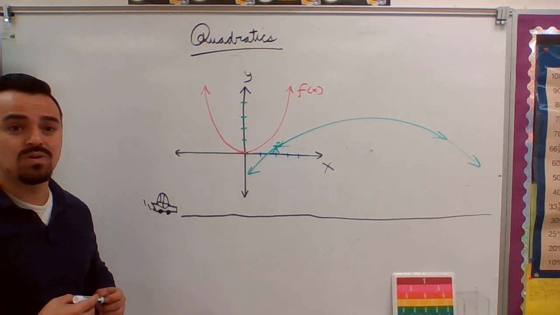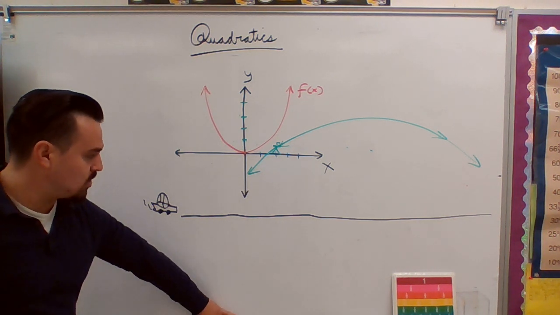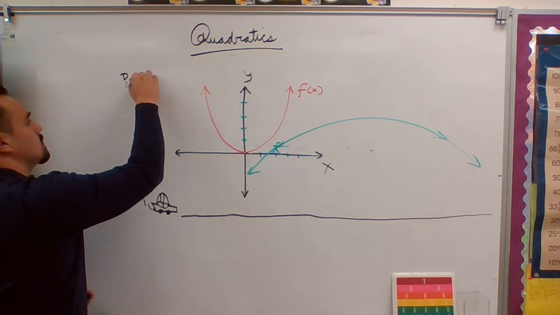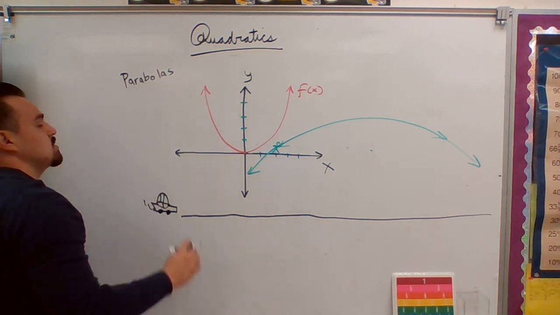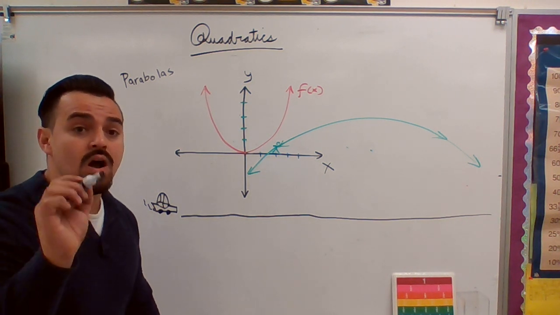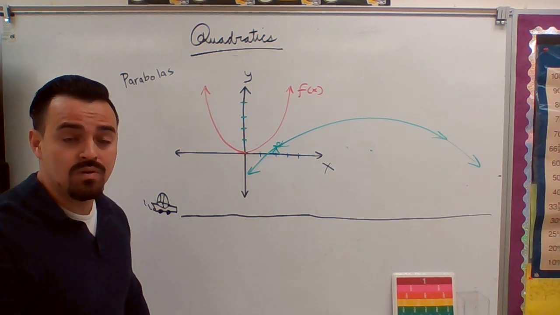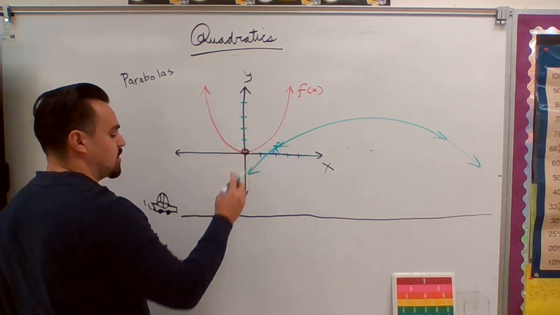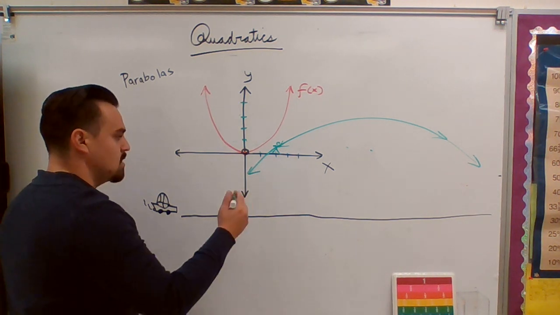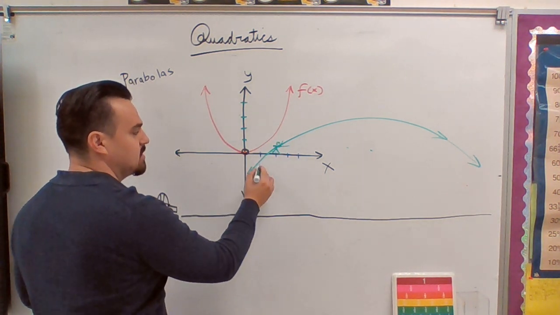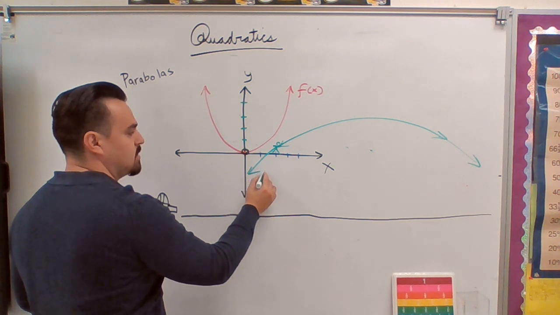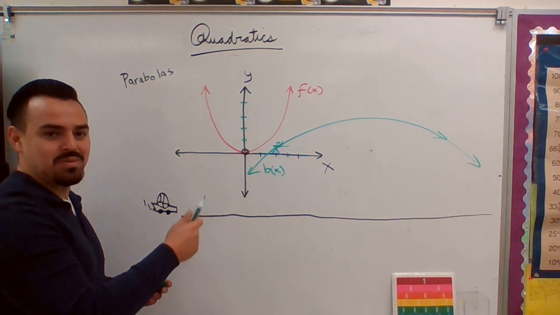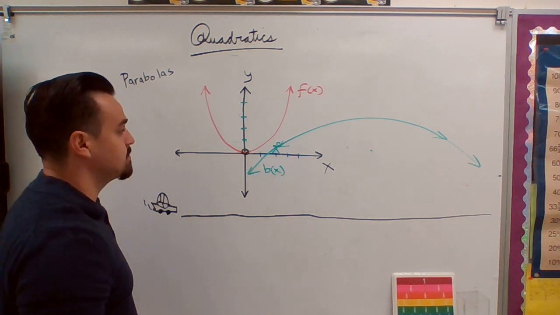So parabolas represent visually a quadratic relationship. These are both parabolas. Another important key term that you'll be hearing me use a lot is vertex. Let me label this one. We can call this one the football one. Oh, we already have f. Let's go with b of x. It doesn't matter what you call it. It's just some other function. b of x. All right.